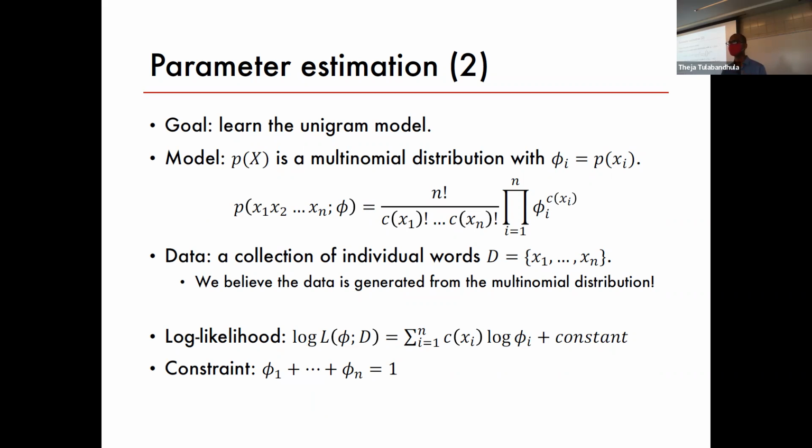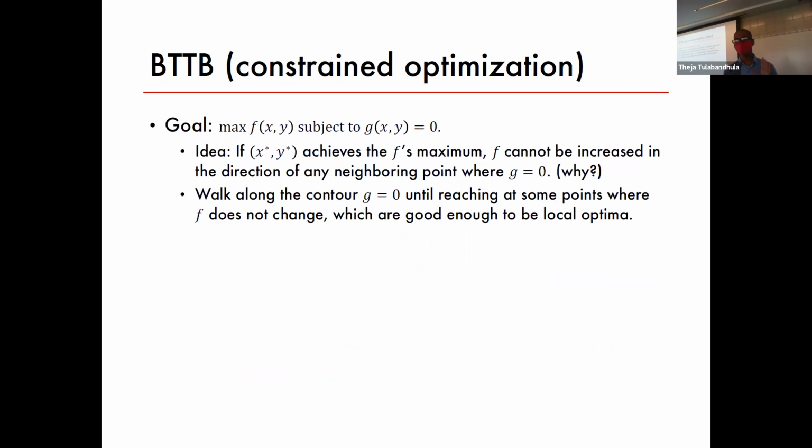Okay, so in the Bernoulli case, the constraint was that the phi value should be between 0 and 1. So the domain has to be between 0 and 1, right? It cannot be less than 0 or greater than 1. Here also, each of these p's has to be between 0 and 1. Right? So there is a bounding box constraint, basically. But we'll ignore that constraint for now, but that constraint is there.